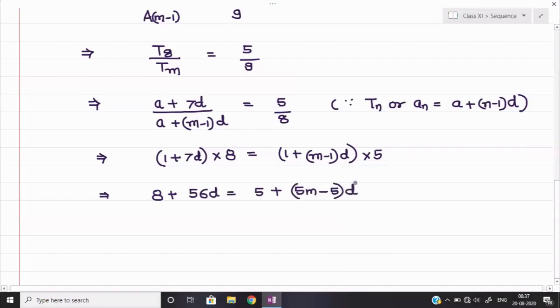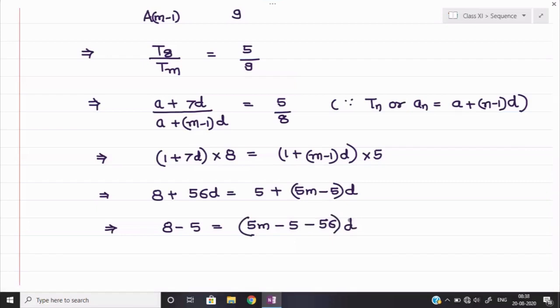Now 5 we can bring on this side, and we can put up the value of d also. So first of all, 56d I am sending on that side, and 5 I am bringing on this side. So this will become 8 minus 5 is equal to 5m minus 5 minus 56, and then d I have taken common, because 56 will go on that side, it will become minus, and then I have taken the d common. So what is remaining exactly now?